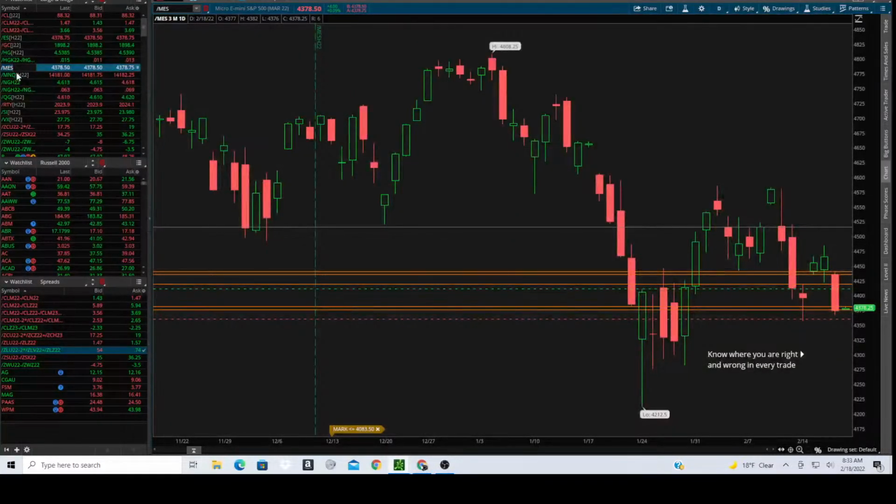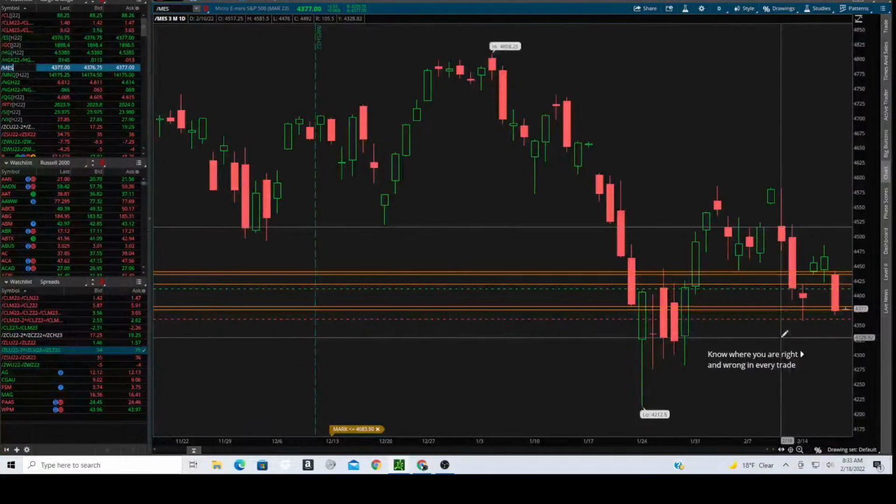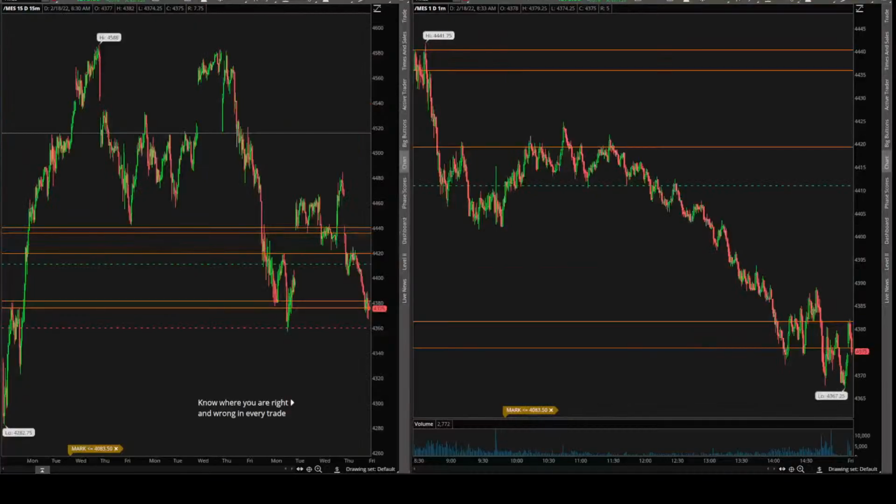Let's see the ES here. So on every trade, we need to know where we are right and wrong. A lot of times, for me at least, most importantly, knowing where I am wrong is very helpful. All right, we'll get back to the 1 minute and the 15. Let me shut this down.